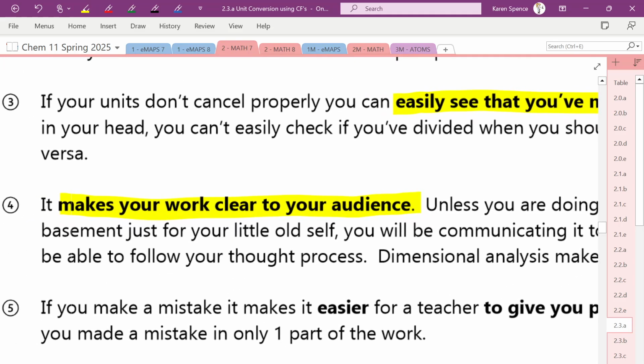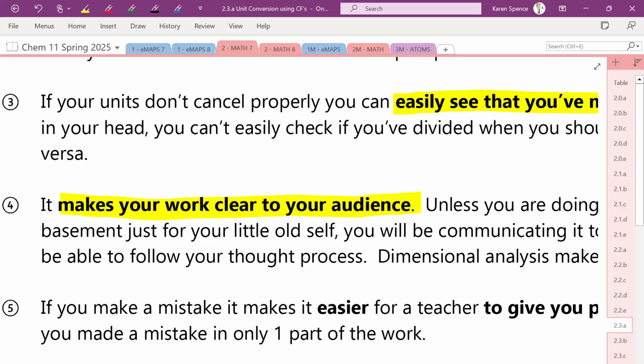This is huge. If you were doing chemistry in your basement by yourself, for yourself, and you never wanted anyone else to read it, write your work however you want to. But you will be presenting it to me. If you take Chem 12, you'll either be presenting it to me or Mr. Weinberg or Ms. Wu. If you go to uni, you'll be presenting it to professors. And I've actually been told by instructors at SFU who've seen them, that students from Mountain show their calculations very clearly. Okay? And that's because all of us here teach you how to use this method.